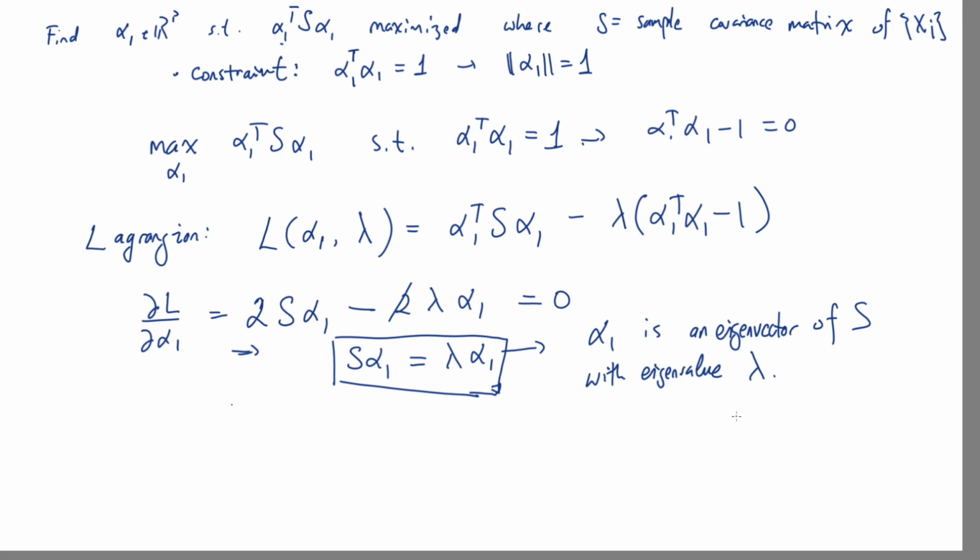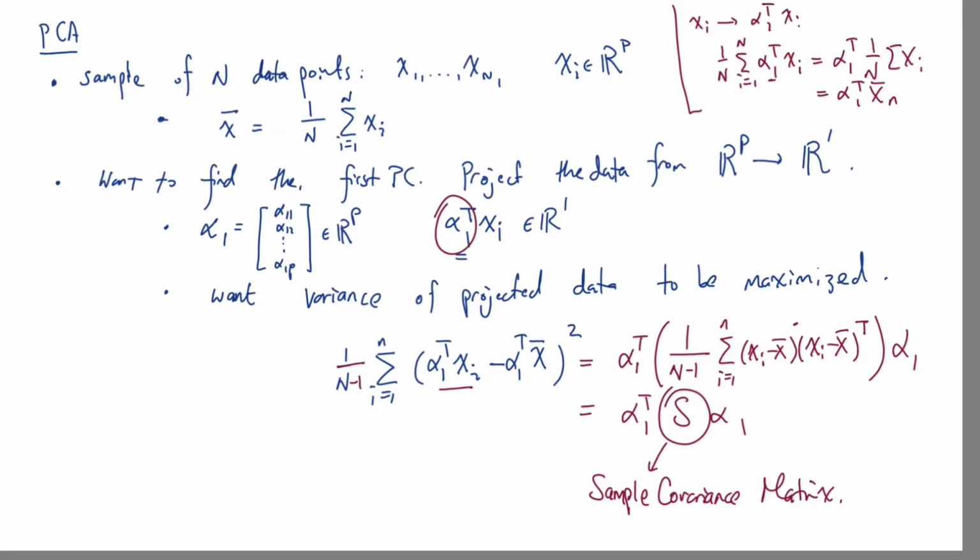Right? Only eigenvectors satisfy this condition, so alpha 1 must be an eigenvector of S. Now, the question is, which eigenvector is it? Because we have how many? If you recall from the definition of S, right?